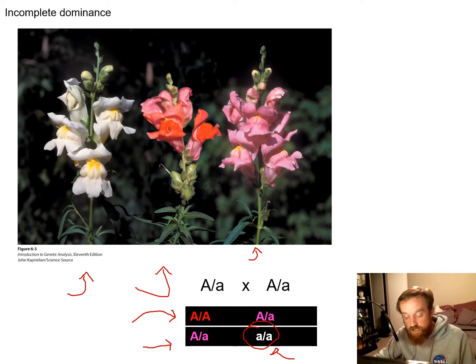So in a cross of a heterozygote, so a pink flower with a pink flower, we would have 1/4 that are red, 1/2 that are pink just like the parents, and then 1/4 that would be completely white.